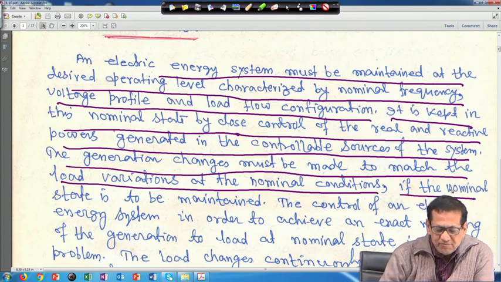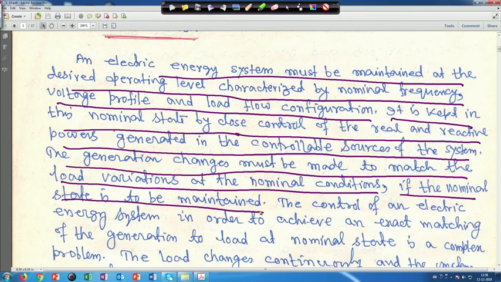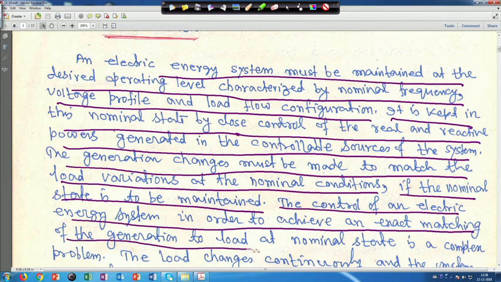If the nominal state is to be maintained, suppose there is an increase in the load. Immediately there will be a transient imbalance between generation and load, because load will be more and generation will be less. Therefore, generation will chase the load. Sometimes we call this load following, when the generator is following the load. In the deregulated environment we will also see load following. The control of an electric energy system in order to achieve an exact matching of generation to load at nominal state is a very complex problem.